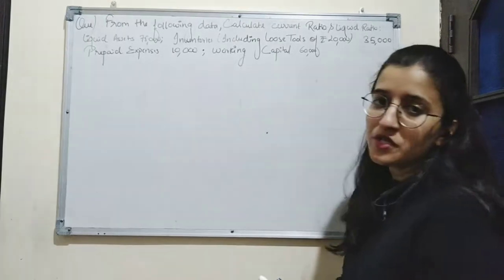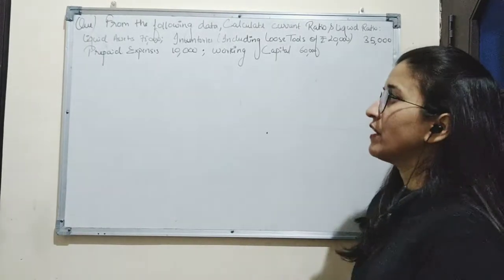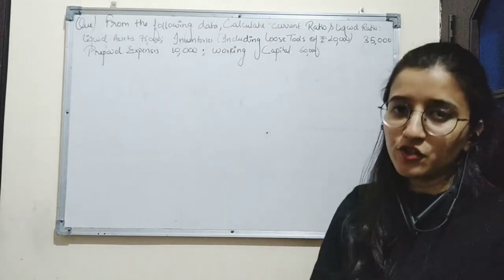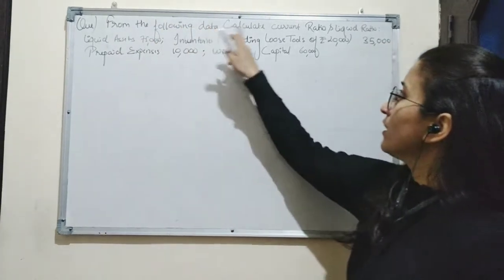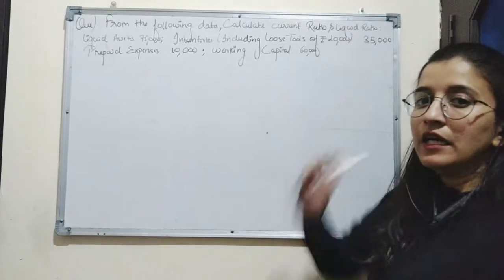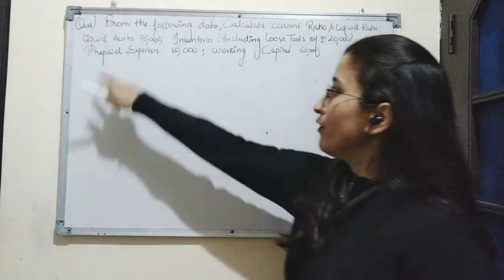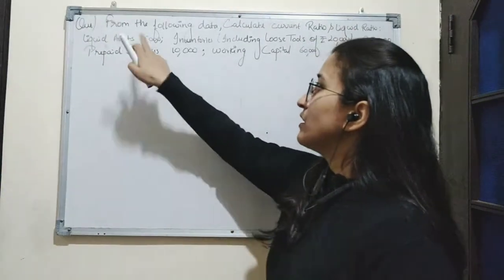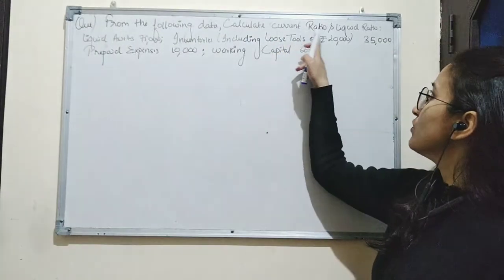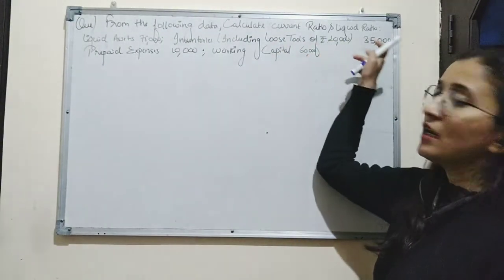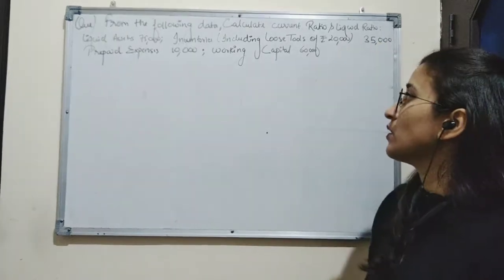Here is another question of liquidity ratios where we have to calculate current ratio plus liquid ratio. Question is, from the following data, calculate current ratio and liquid ratio. Where liquid asset is rupees 75,000, inventories including loose tools of rupees 20,000 is amounted to rupees 35,000.